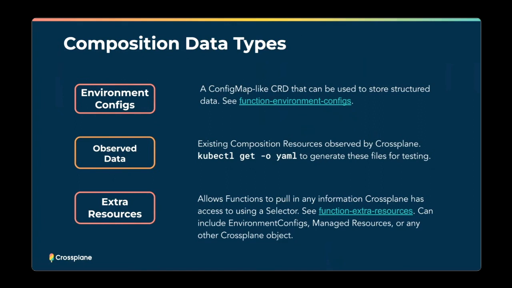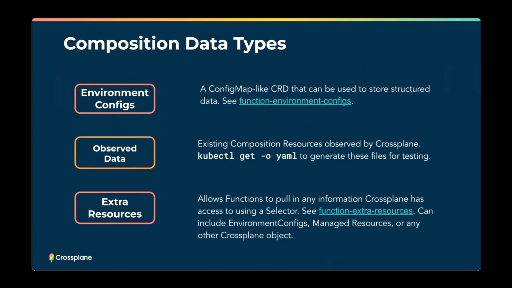And then the third thing is something that was new in 1.15, which is really promising. It's extra resources, right? So what this is, is that Crossplane can now select, on behalf of the function, basically any other Crossplane object on the cluster, right? So you can pull in things like environment configs or other compositions and bring them into your function here, and then have your function operate on them.